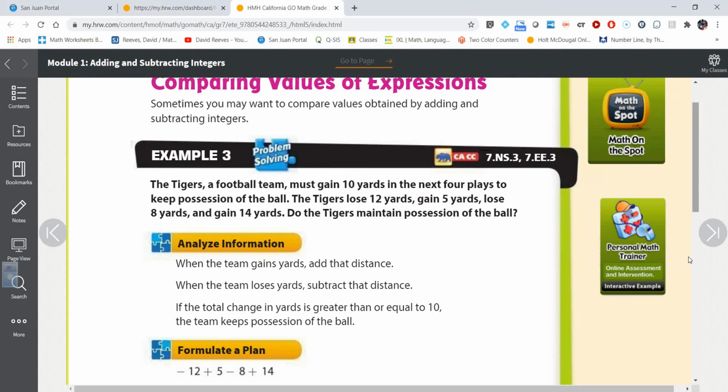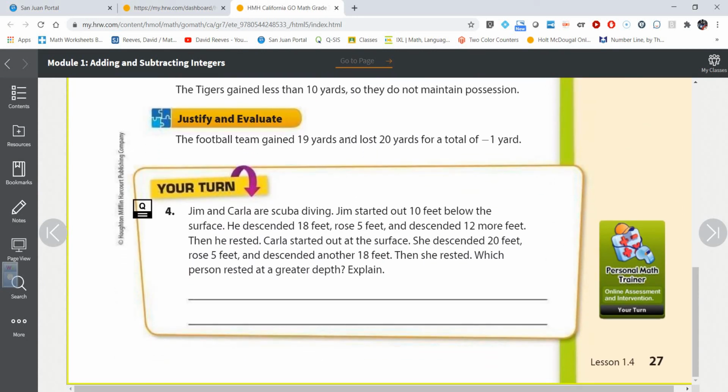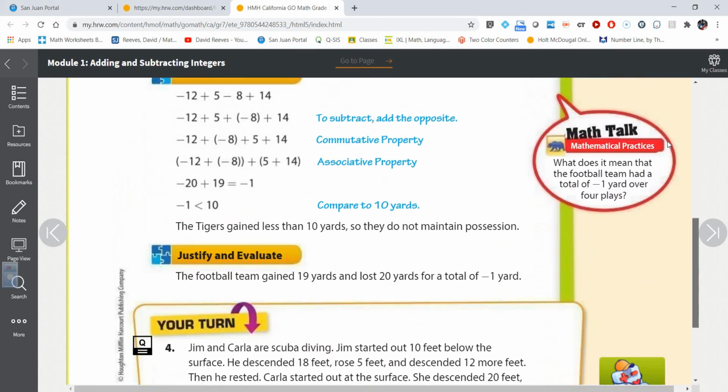Okay, so they're going to ask you to compare some values. And I'm just going to go straight to the one that we have here. All right, Jim and Carla. Actually, I should talk about football real quick, because I think they do some football examples.